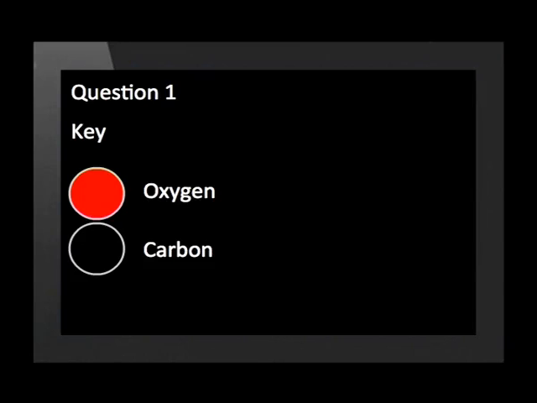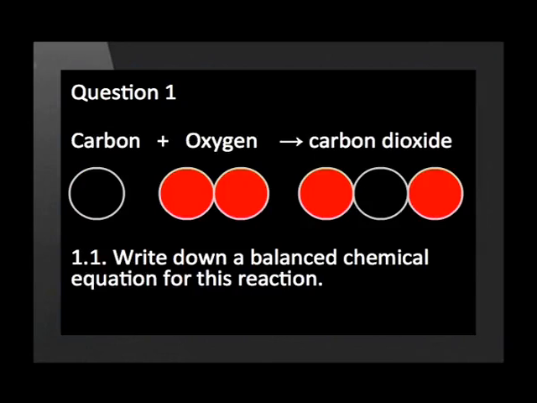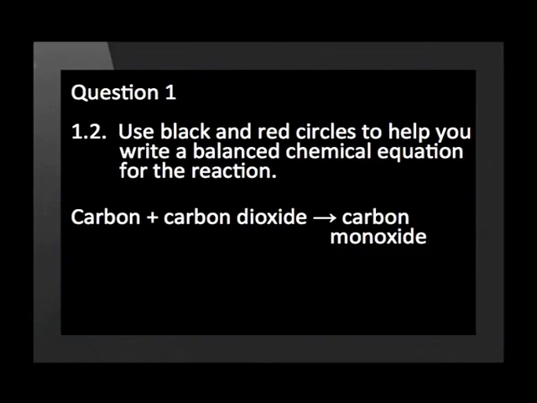The reaction between coke and oxygen can be represented using colored circles. Red is used to represent oxygen and black is used to represent carbon. The carbon in coke reacts with oxygen gas, a diatomic molecule, to form carbon dioxide gas. From this representation, write down the balanced chemical equation for this reaction. Write a balanced chemical equation for the reaction between carbon and carbon dioxide to form carbon monoxide. Use black and red circles to help balance the chemical equation.